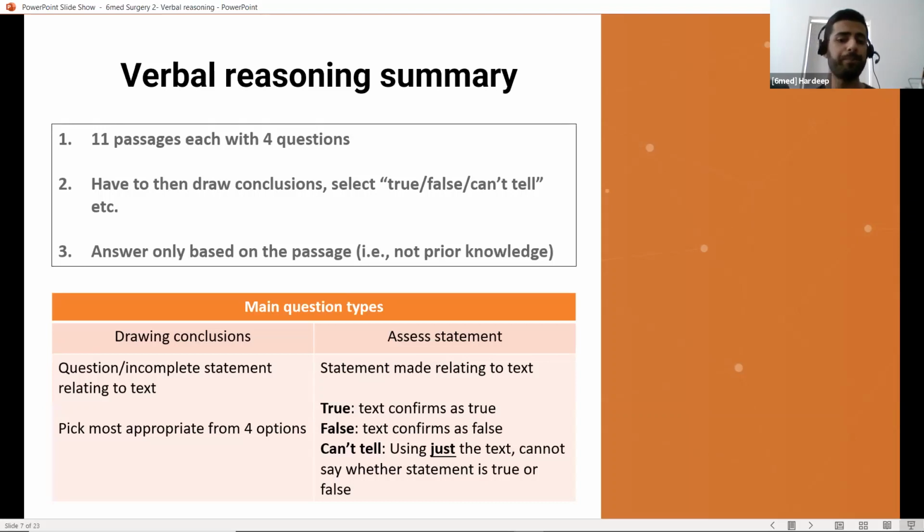And also, people tend to get a little bit confused with the can't tell part. So just ask yourself, is this statement directly addressed in the passage?